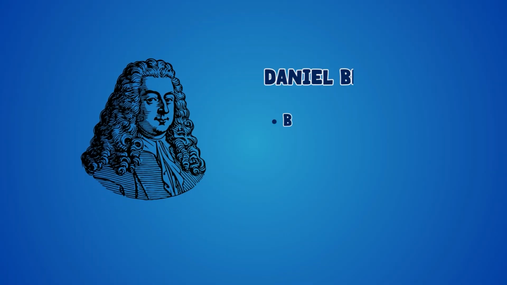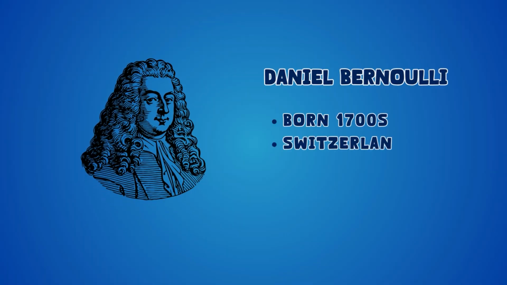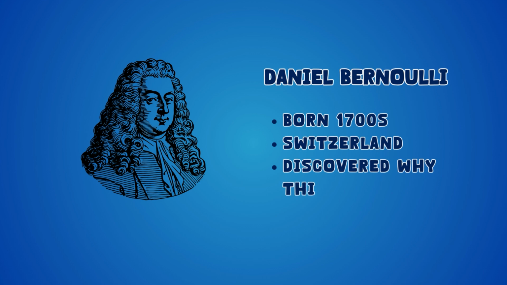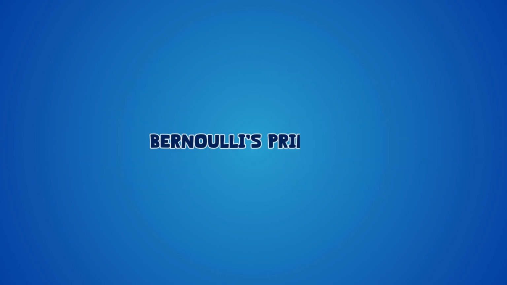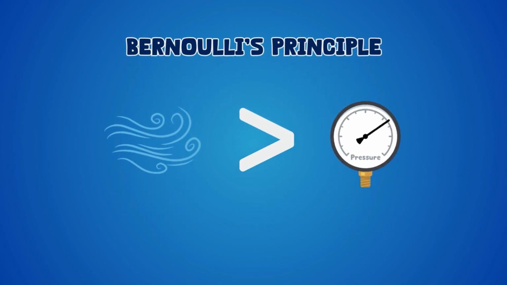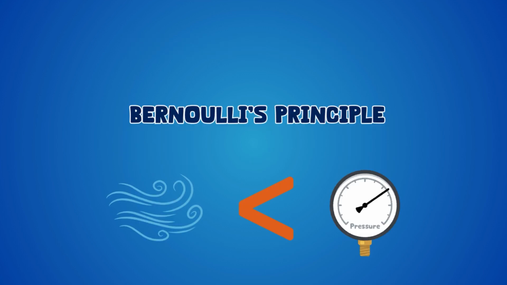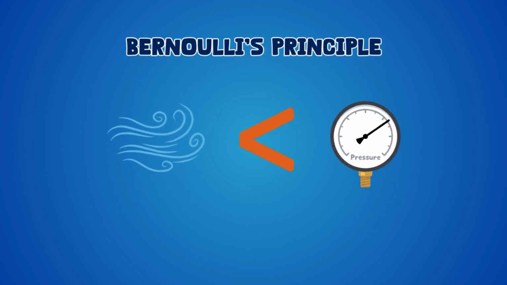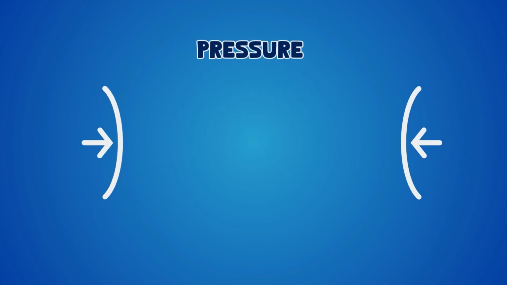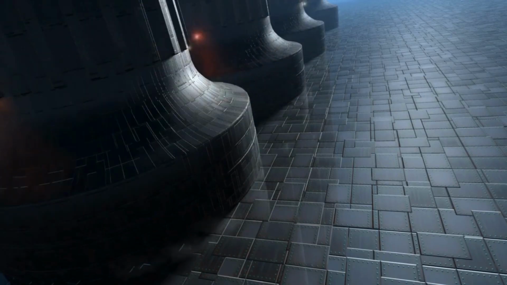A man called Daniel Bernoulli, born in the 1700s, was a mathematician from Switzerland. Bernoulli discovered why things can fly, and he called this Bernoulli's principle. Bernoulli found out that the faster air flows, the less pressure it has. And the same can be said for the opposite. The slower the air flows, the more pressure it has. Pressure means how much force something is pushing on something else.